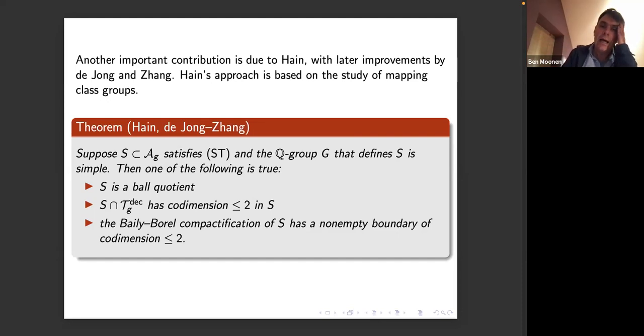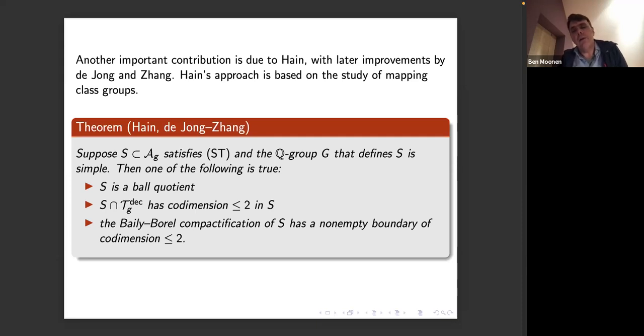And there's also a beautiful contribution by Dick Hain. You could say that's much more the topological contribution, because it's based on a study of mapping class groups. And that leads to the following theorem. This is due to Hain, but actually with a very clever later improvement due to De Jong and Zhang. And it says the following.